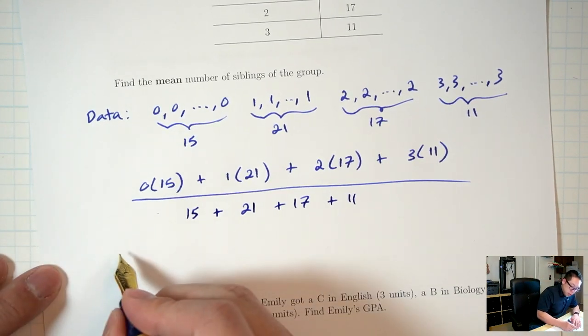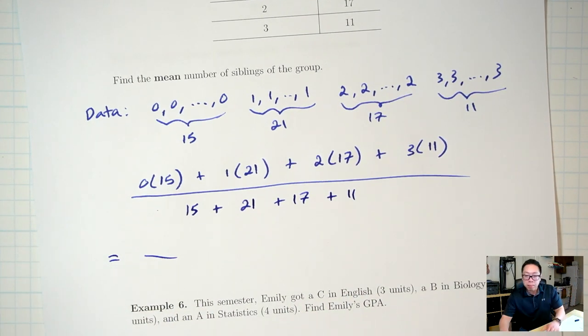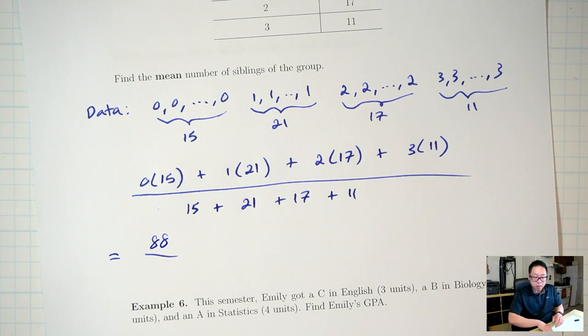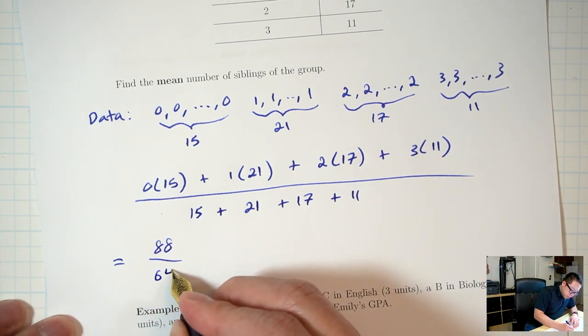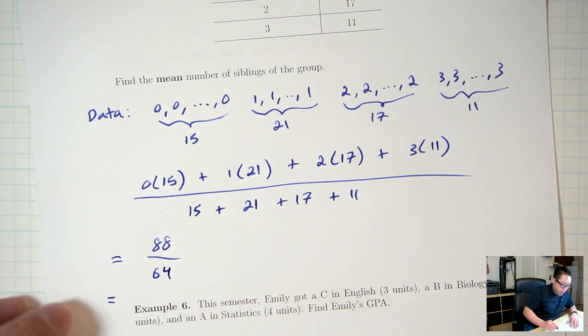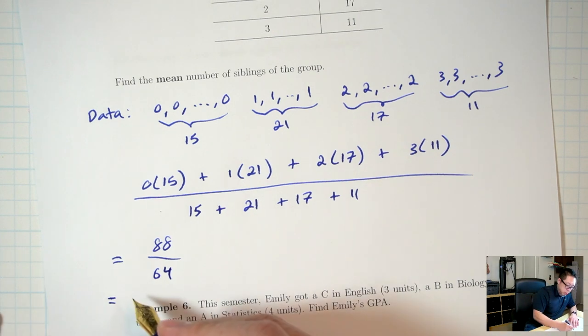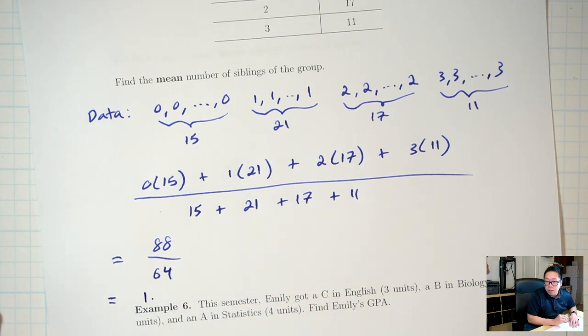And then let's do this on a calculator. So up top, 0 times 15 plus 1 times 21 plus 2 times 17 plus 3 times 11 is 88. On the bottom, 15 plus 21 plus 17 plus 11, 64. And then 88 divided by 64. And then rounded to three decimal places, this is 1.354.